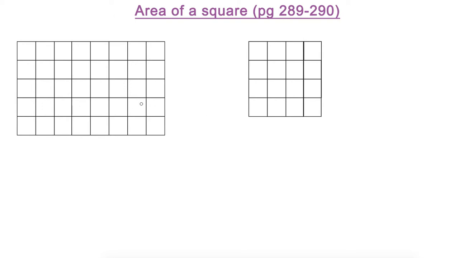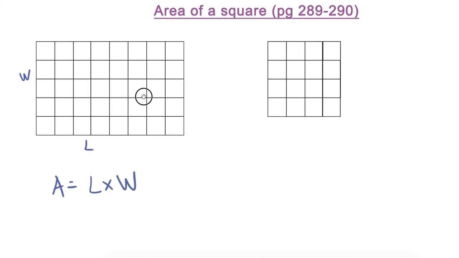Hey, fourth graders, this is area of a square, pages 289 to 290. On our last lesson, we went over how to find the area of a rectangle. We learned that the area of a rectangle is just multiplying the length times the width. So if I multiply the length here and the width here, I will get the area.